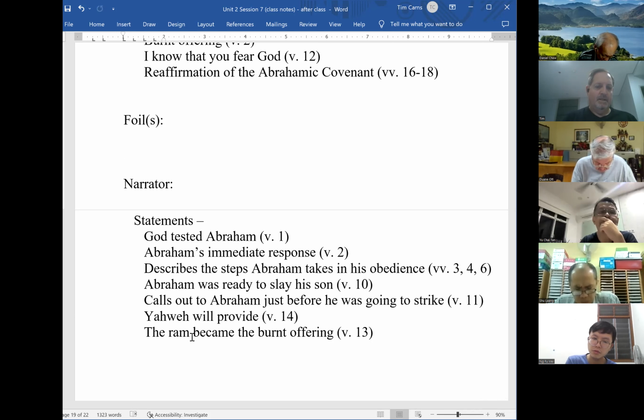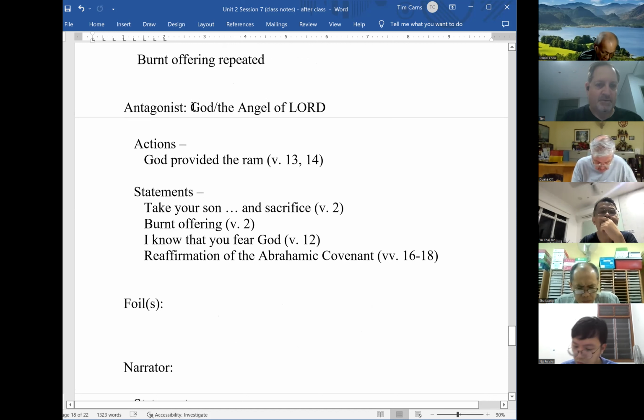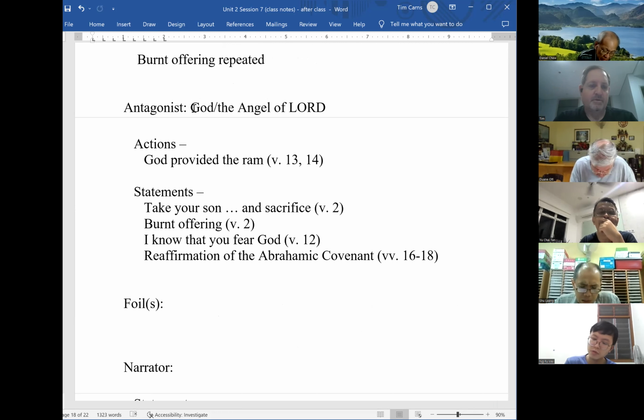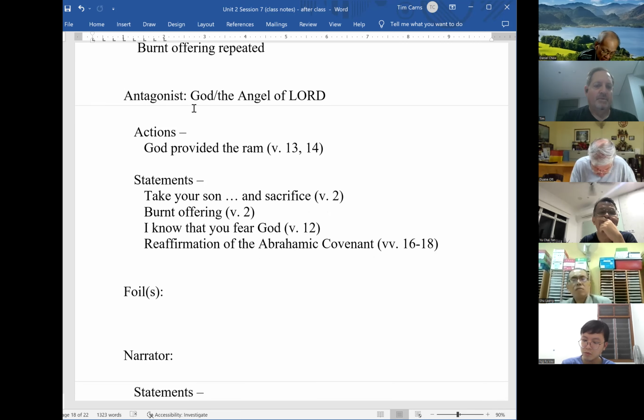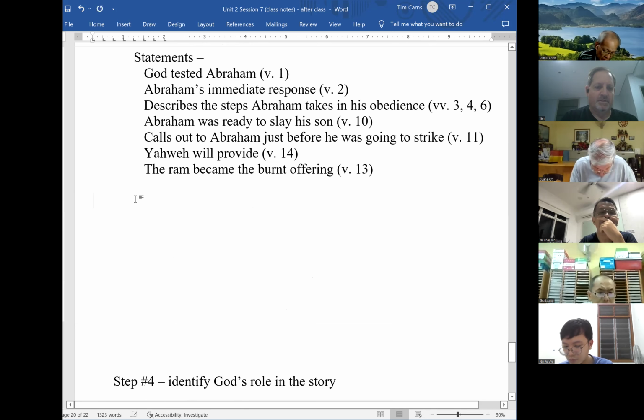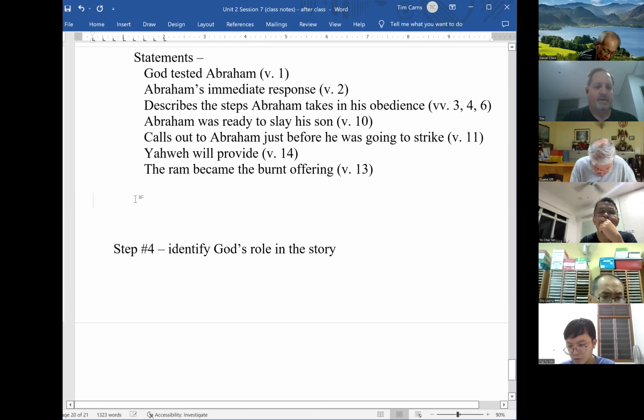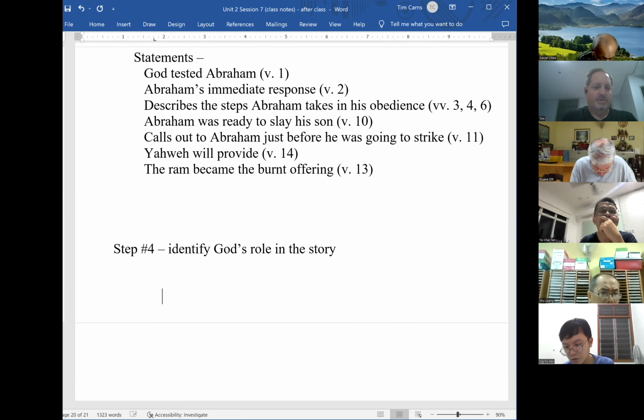And then last but not least, we've already discussed, since God was the antagonist here, we already looked at what he says and does in this particular story. But then we can still take a step back and say, what does the story reveal about God? And that's always important and helpful.